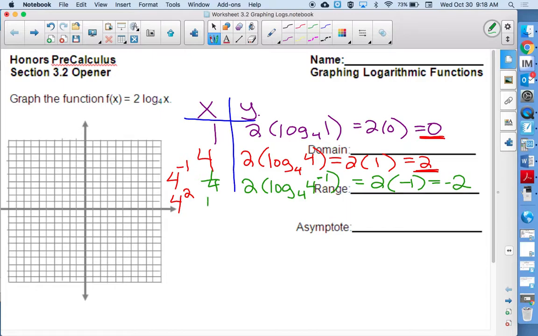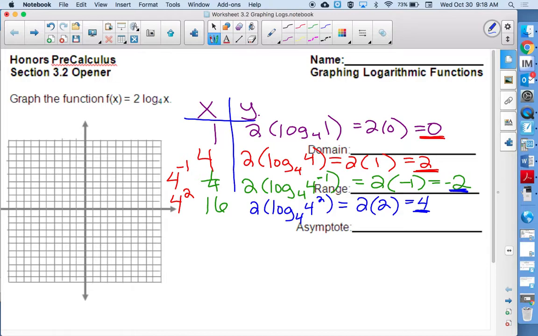So 4 squared is actually the number 16, so 16 is my x, but I'm choosing 16 because I can rewrite it as 4 squared. So I would have 2 times the log base 4 of 4 squared, which is really taking 2 times what? 2. Yeah, whatever the exponent is. That's how that simplifies. And 2 times 2 is 4. So now I have 4 y values for the 4 x values that I chose.